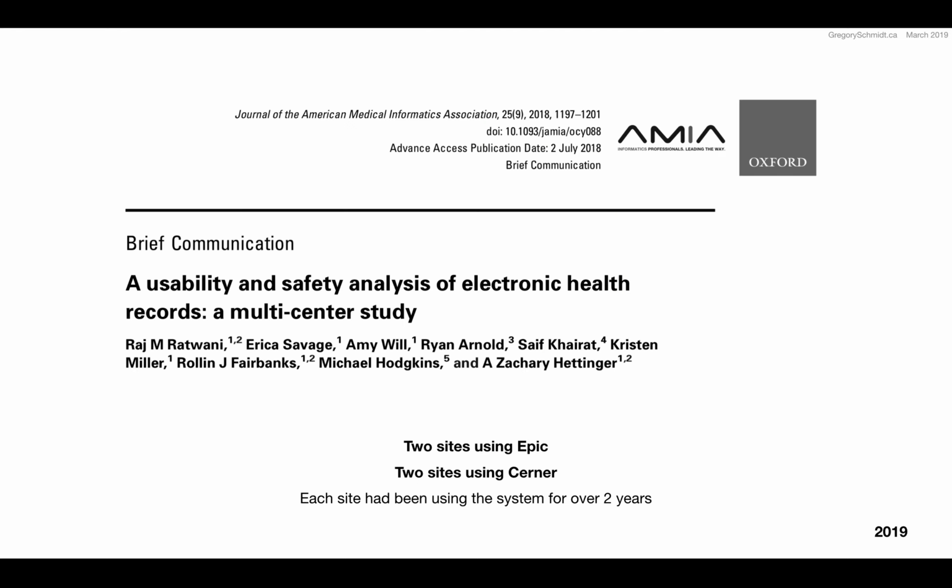I think one of the best people studying this right now is Dr. Raj Ratwani, who has been working with his team and published 2 very good papers in the last year. The first here is on the usability of an EHR system, and they studied 2 large sites using Epic and 2 large sites using Cerner. And both of these sites had been using these systems for over 2 years.